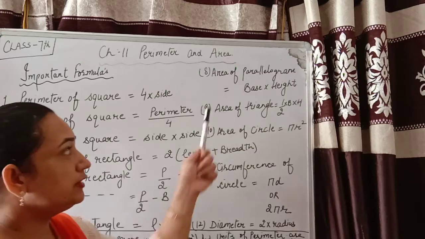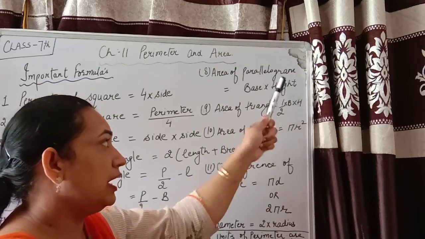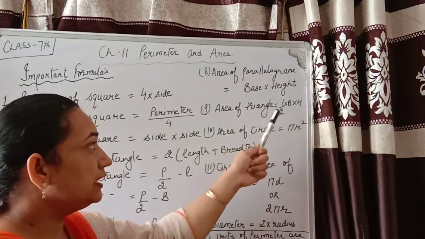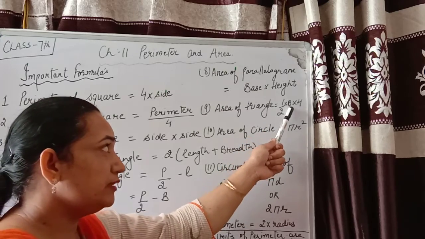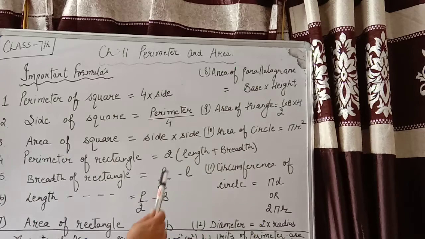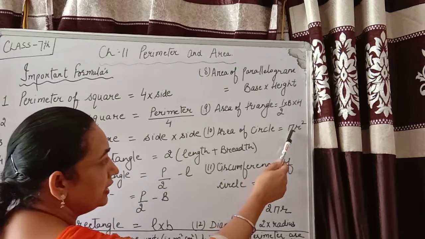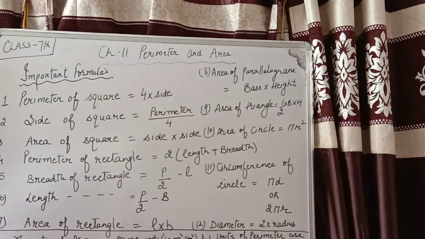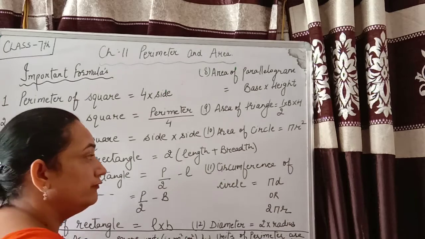Area of parallelogram is equal to base into height. Area of triangle is 1 by 2, means half multiply base multiply height. And next, the tenth, is the area of the circle, that is pi r square. Pi has a standard value, that is 22 by 7, or in decimal form it is 3.14.